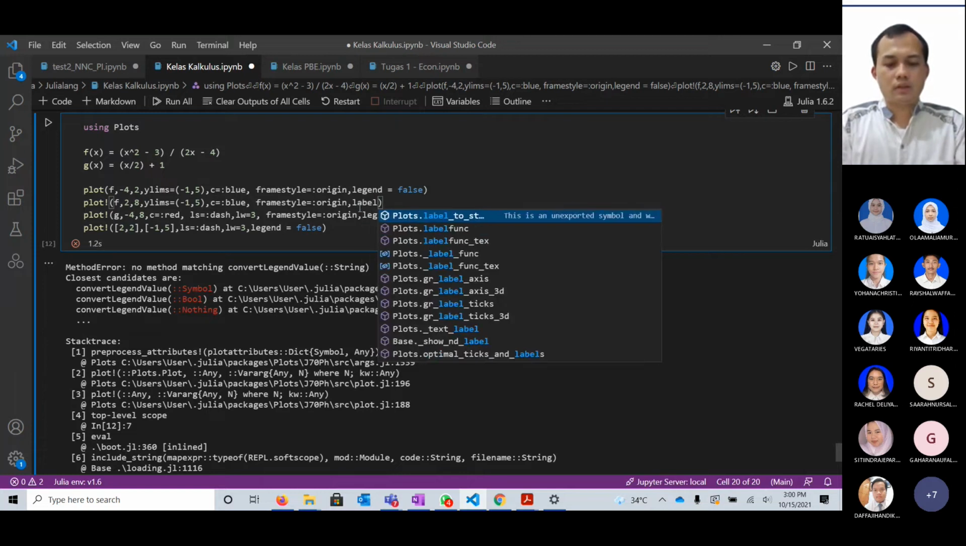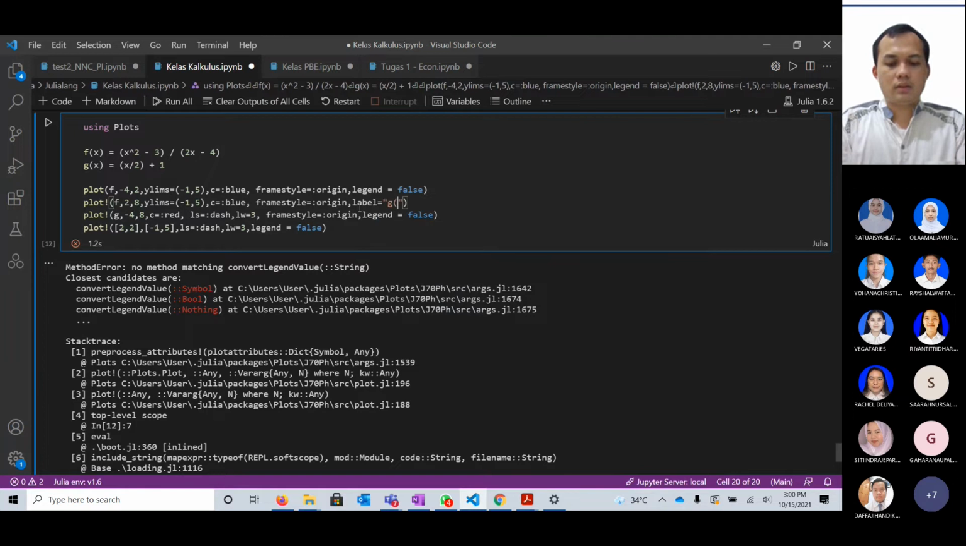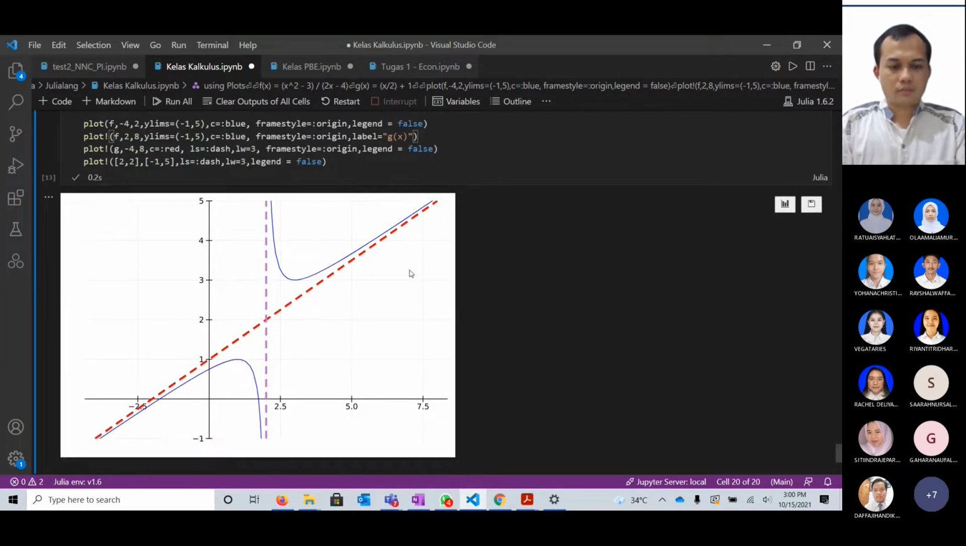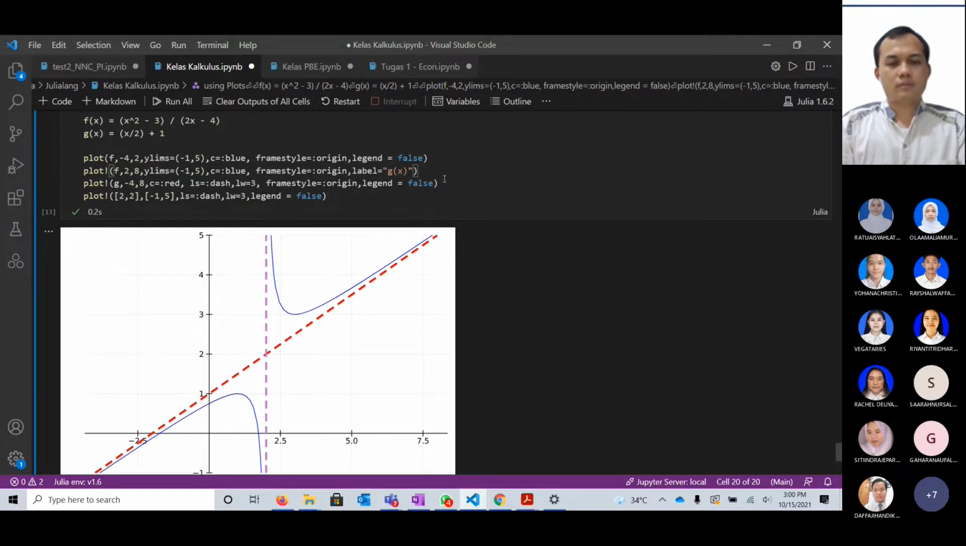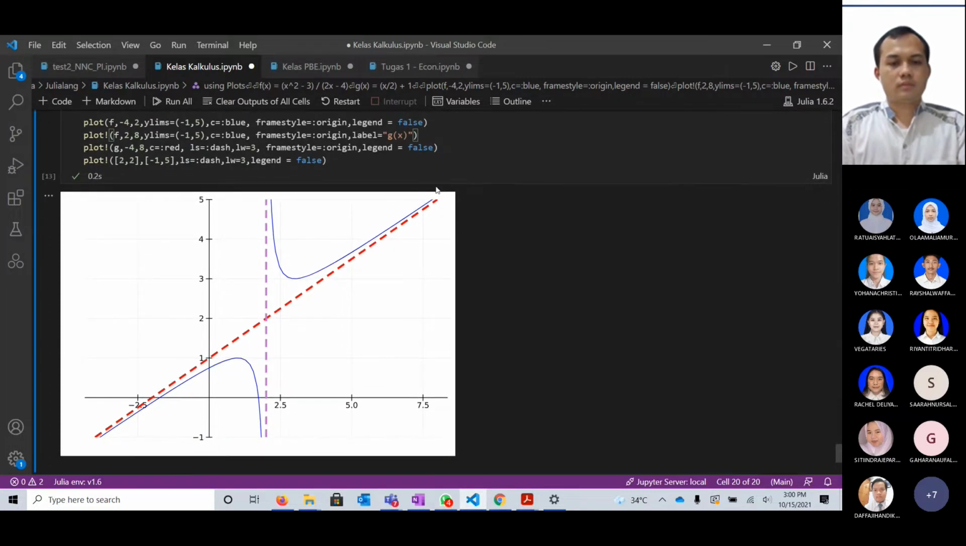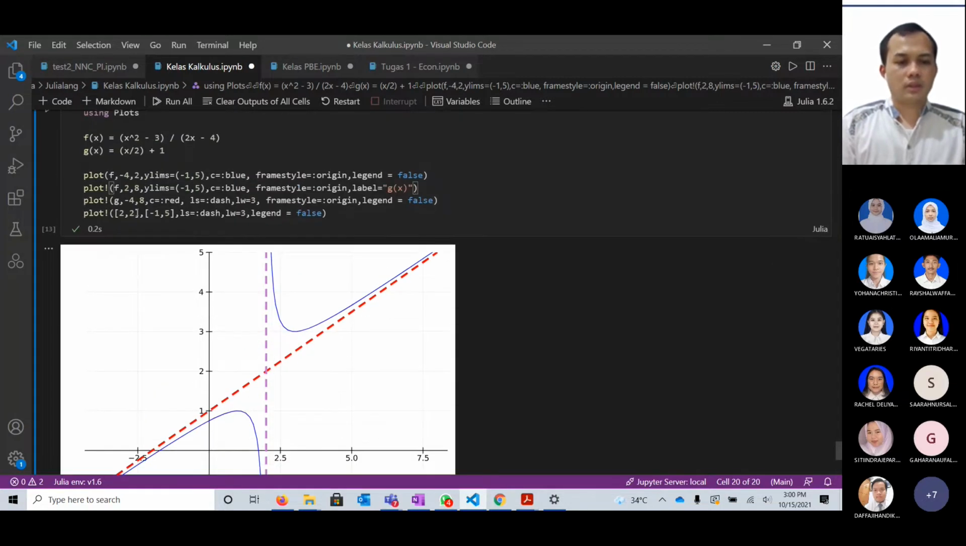Label g of x. Okay. Well, anyway, the red one is the g of x, the slanted line.